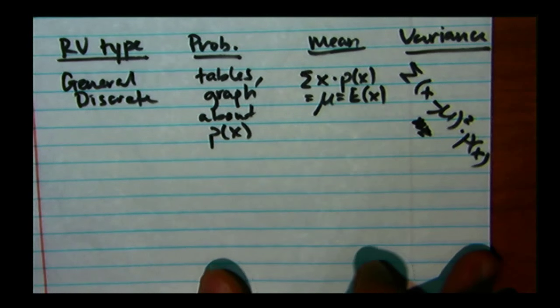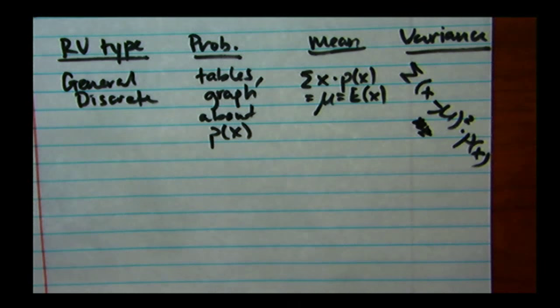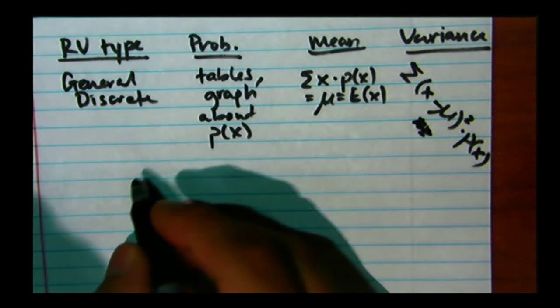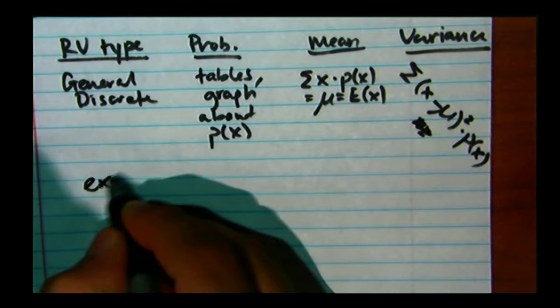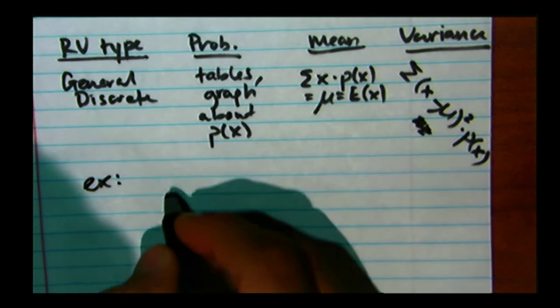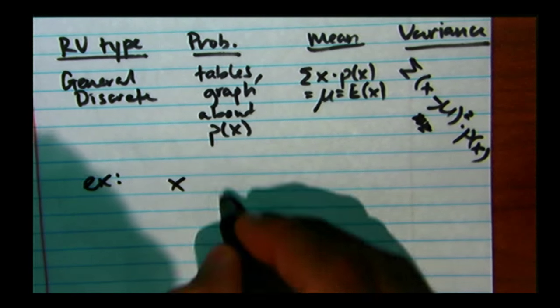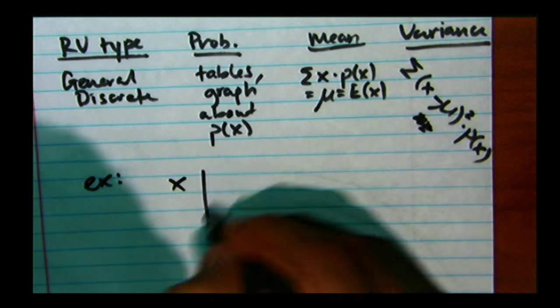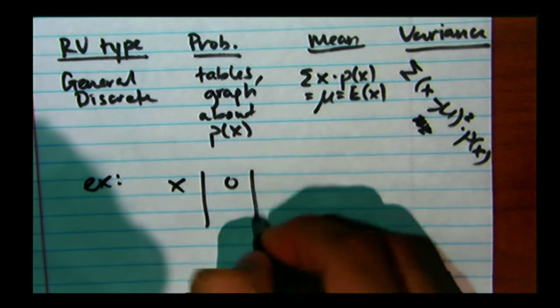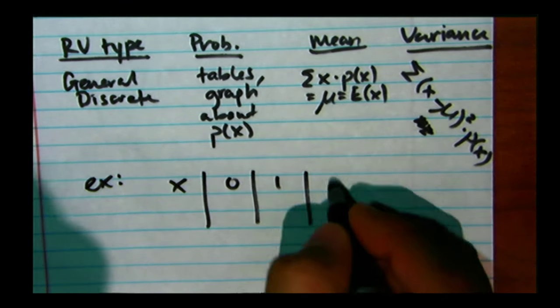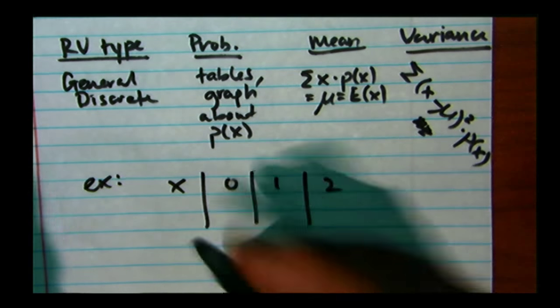And again, the example to go along with it: if I have x with 0, 1, and 2. Say we surveyed the number of people eating at a particular intimate restaurant. There could be 0 people at the table, 1 person at the table, and 2 people at the table.